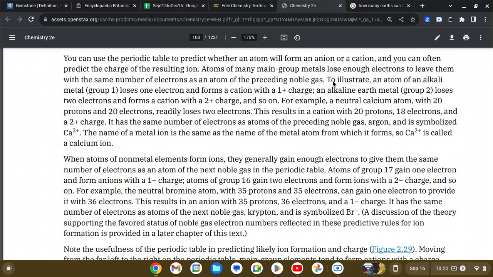For example, a neutral calcium atom with 20 protons and 20 electrons readily loses 2 electrons. This results in a cation with 20 protons, 18 electrons, and a +2 charge. It has the same number of electrons as atoms of the preceding noble gas, argon, and is symbolized Ca2+. The name of a metal ion is the same as the name of the metal atom from which it forms, so Ca2+ is called a calcium ion.